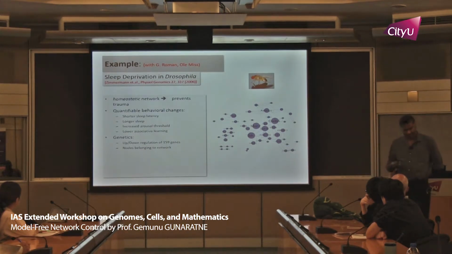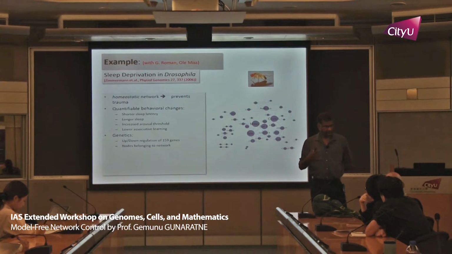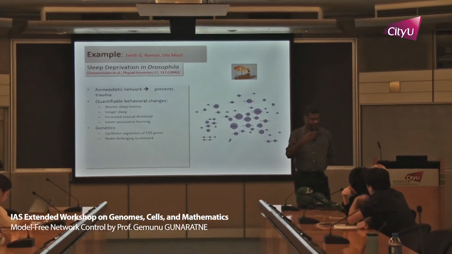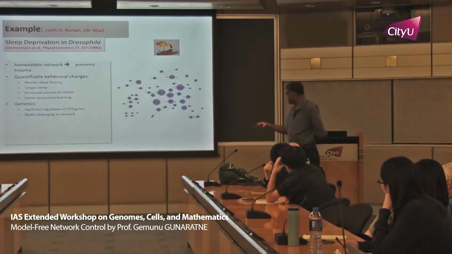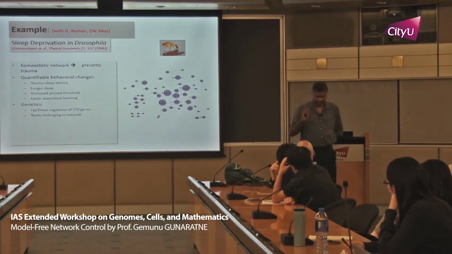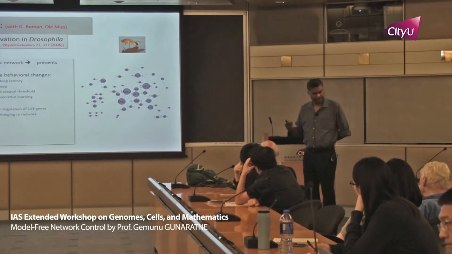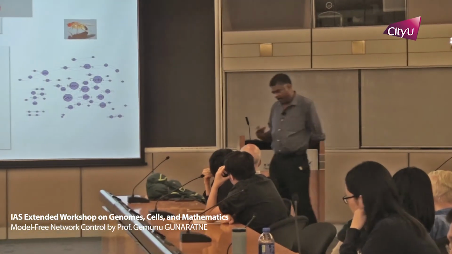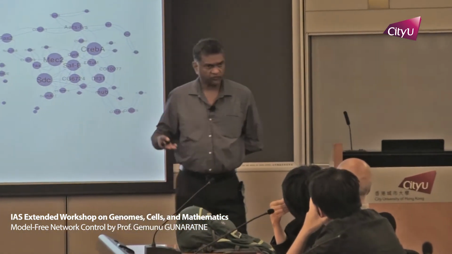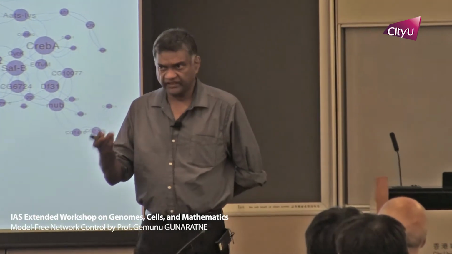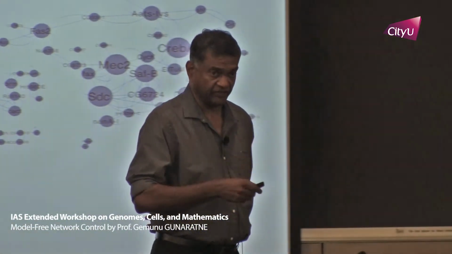And then they ask which genes, the levels of which genes systematically increased or decreased. And they identify some 159 genes in the head whose levels have changed. So very likely these 159 genes are in this homeostatic network that reduces damage due to sleep deprivation.